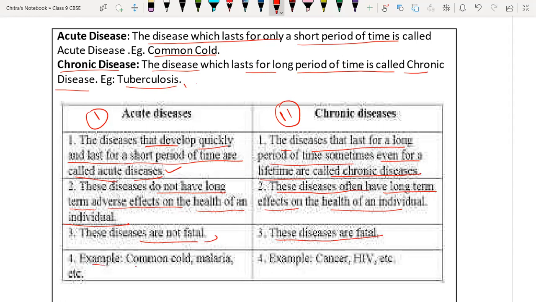For example, common cold and malaria are examples of acute disease. And cancer, HIV are examples of chronic diseases. Diabetes also. They last for a very long period of time. Okay, everyone? Yes, sir. Any doubt in that part? No, sir.